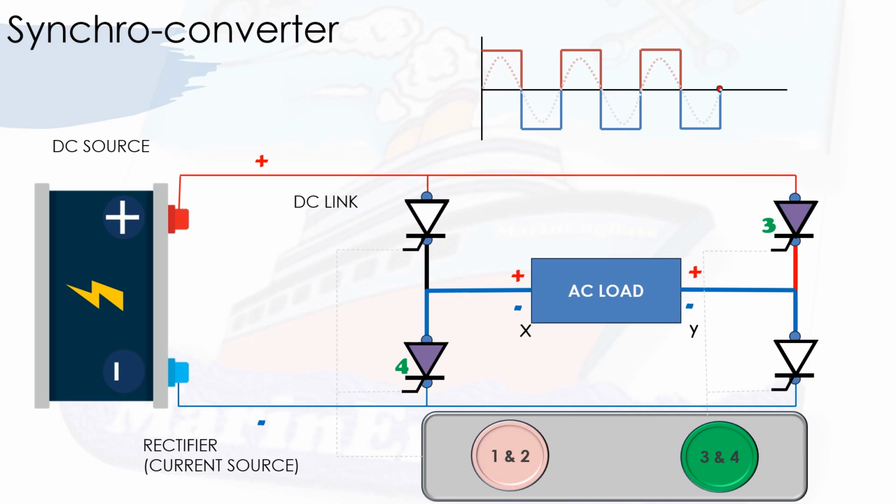So now let's see how we can use this switching arrangement to drive an AC load, which is a three-phase supply. This is basically the production of a single-phase supply. Now let's see how we can produce a three-phase variable frequency supply using the same DC source.